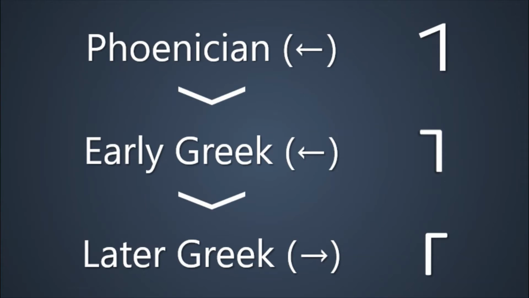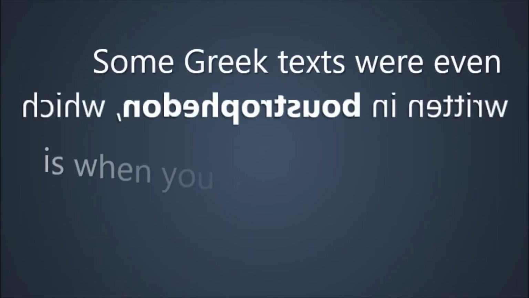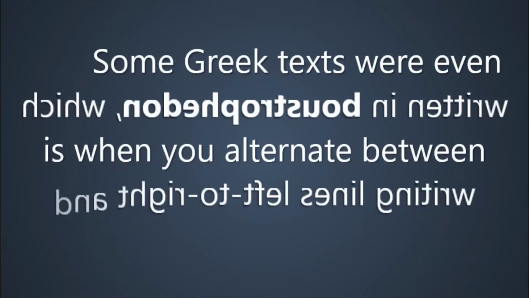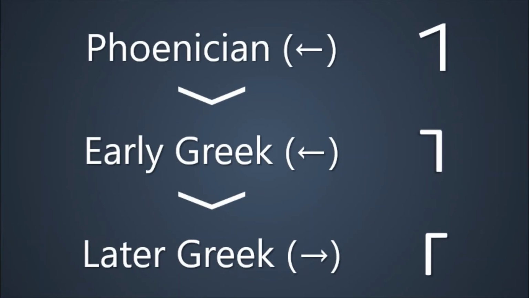If I show you an example in English, you should be able to see why. Which one of these is easier to read? It's the top one, right? Where not only the order of the letters, but the letters themselves are reversed. Some Greek texts were even written in boustrophedon, which is when you alternate between writing lines left to right and right to left. So that's why Greek gamma was reversed from its ancestor, Phoenician gimel.